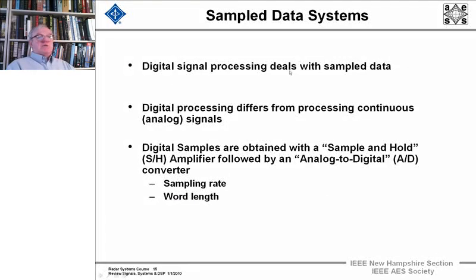Now, digital signal processing deals with sampled data. Okay, so it differs from processing continuous or analog signals. And the way it differs is we obtain the digital output by a sample and hold amplifier followed by an analog to digital converter. And so what that does is it takes the analog signal, samples it, holds it, and during that small element of time reads out a digital word length in ones and zeros. And then quickly goes back and samples and holds and samples and holds.